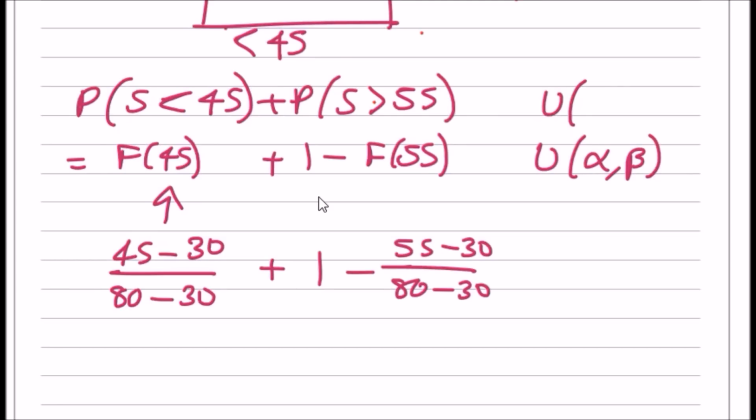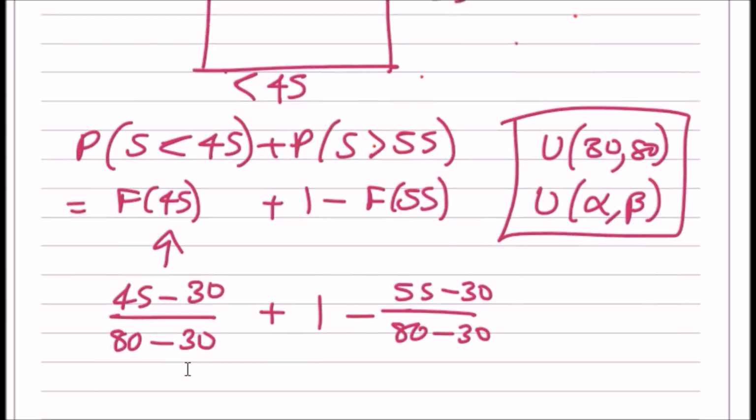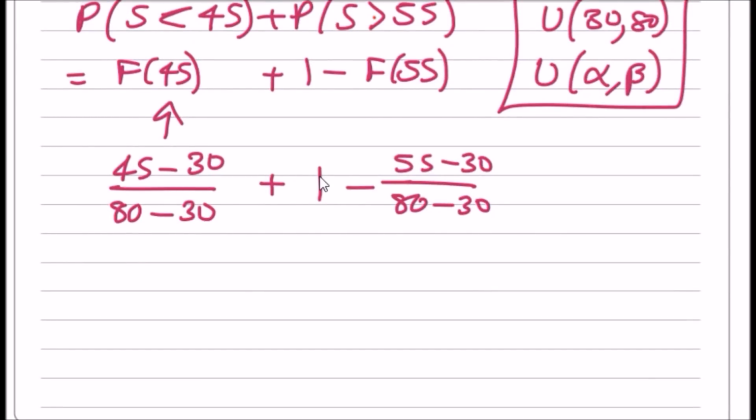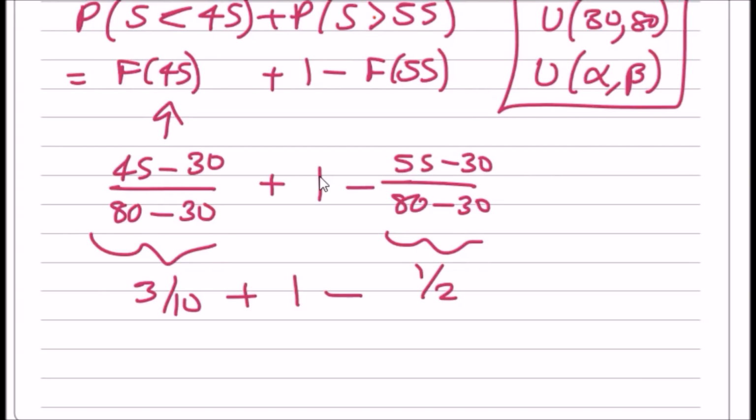And the uniform distribution is given to be 30 to 80. So actually this wasn't too bad. We just have to guarantee these proportions really. Now putting this in a calculator, this should give you 3/10. This should give you half. So effectively 3/10 plus 1 minus a half should give us 4/5. And that's it, guys.